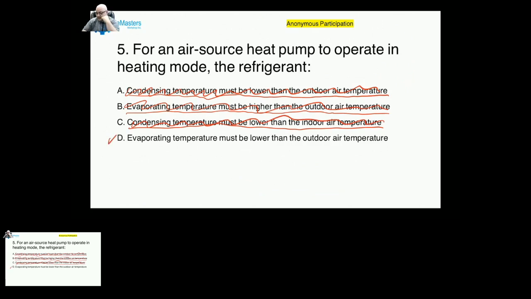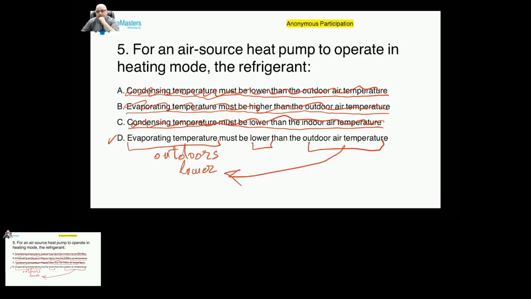that the evaporating temperature, which is outdoors in this case, because it is heating, it is pumping heat right now to the indoors, must be lower, yes, than the outdoor air temperature. If this is lower, then the heat from the outdoor air will go to the lower content of heat. That's going to happen. So D is the correct answer in this case.